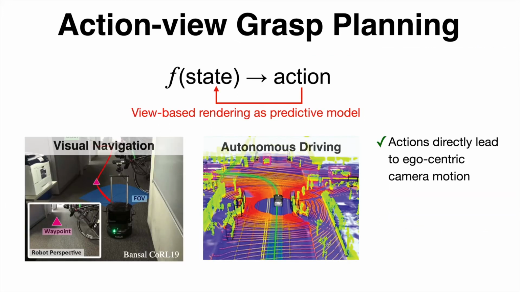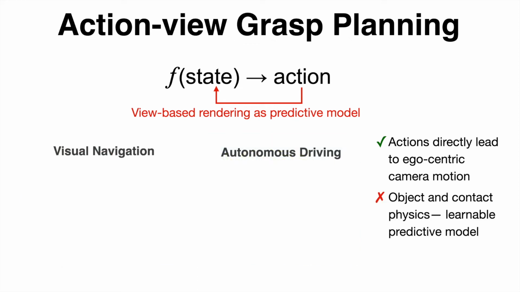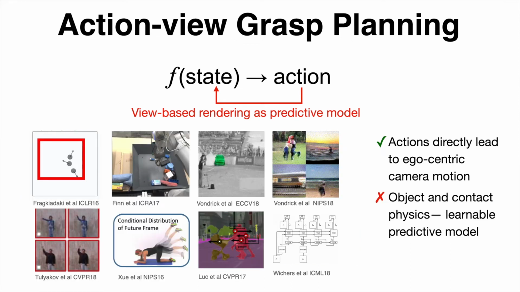The idea of using view rendering as a predictive model can actually be applied to many other tasks beyond grasping, such as navigation or autonomous driving, where the action will directly lead to egocentric camera motion. And of course, the model can also be improved by using a more advanced learning-based visual predictive model that considers other properties of the environment.